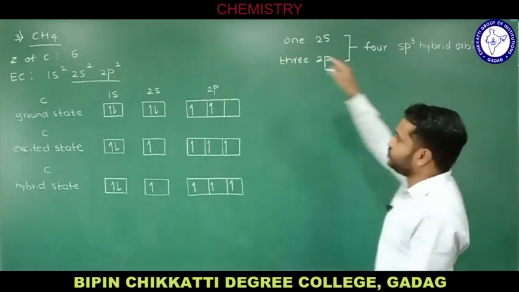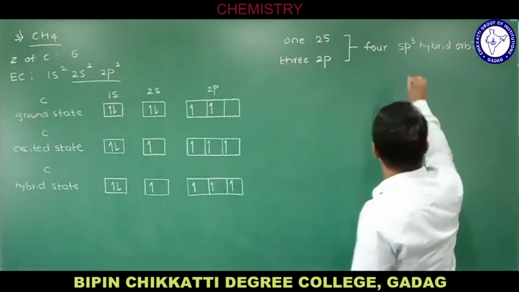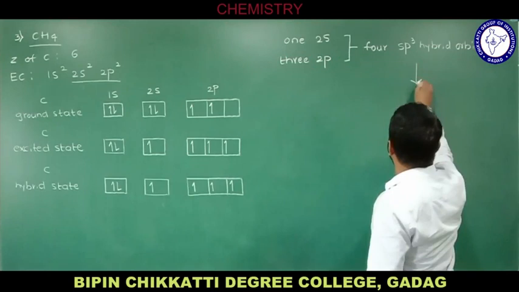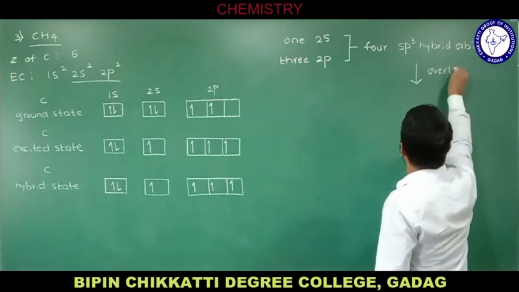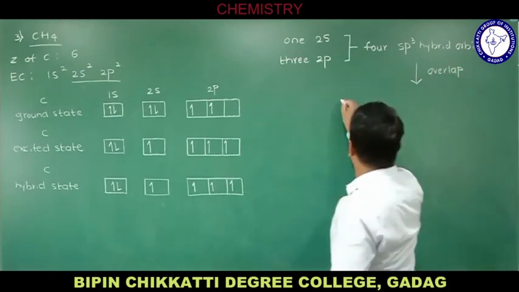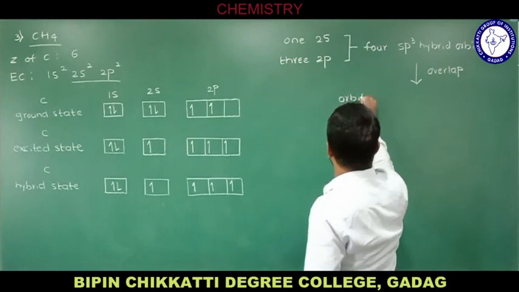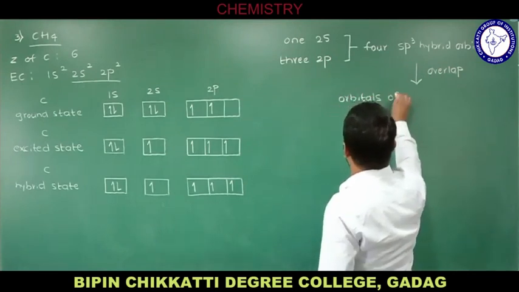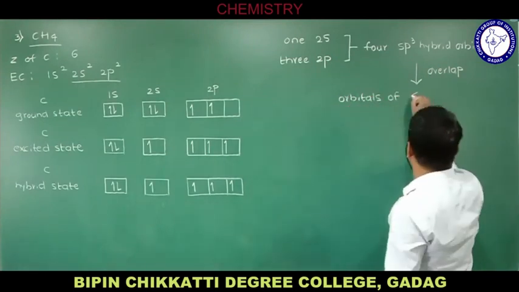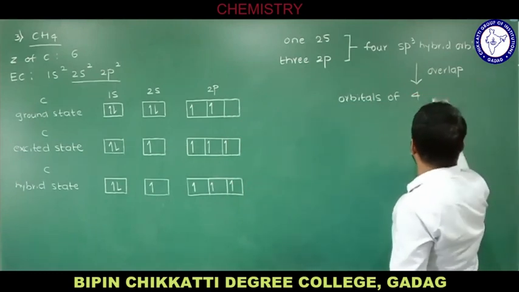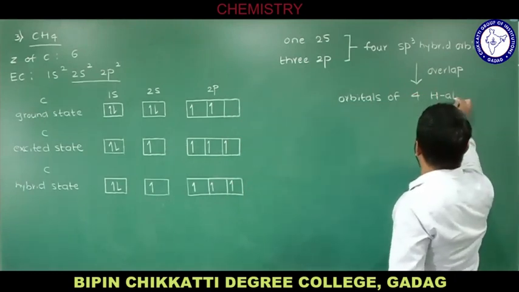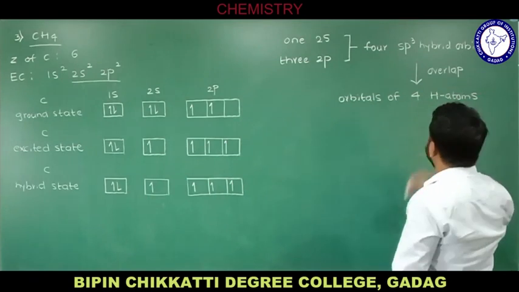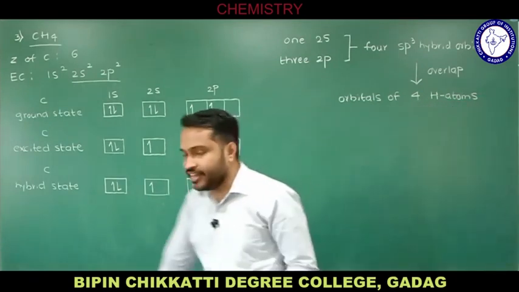And one more element is hydrogen. So these 4 sp3 hybrid orbitals are going to overlap with orbitals of, how many hydrogens do we have? 4 hydrogens we have. They are going to overlap with orbitals of 4 hydrogen atoms. So how does the overlapping take place and what kind of hybridization, we will see now.